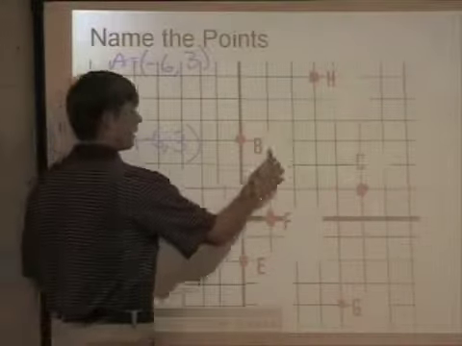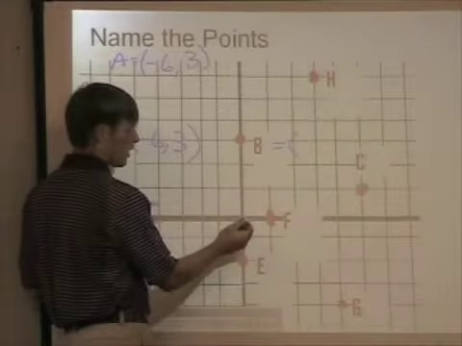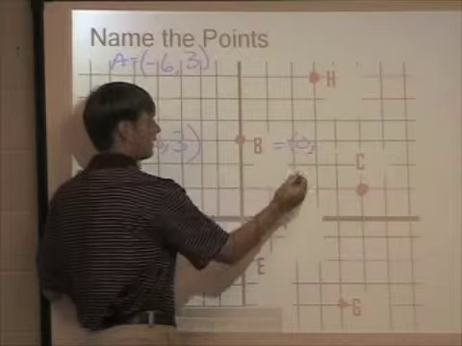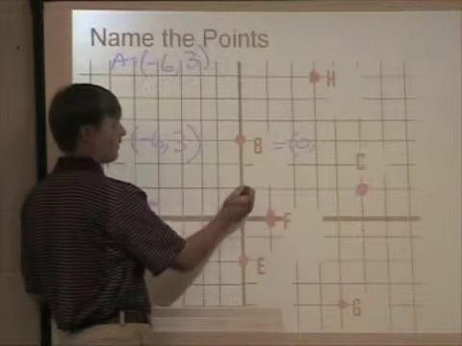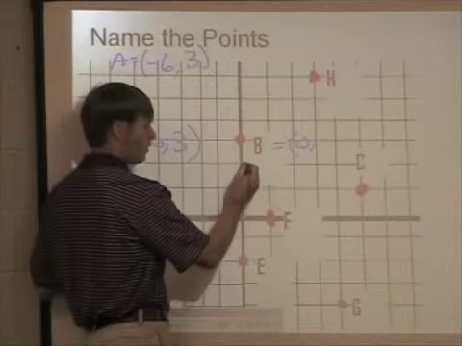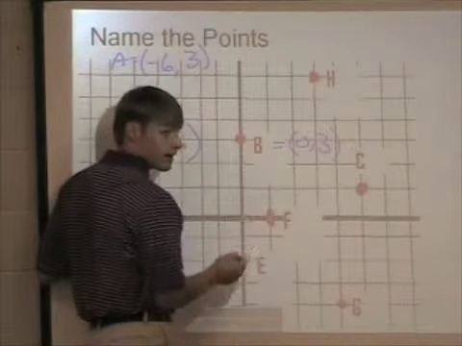Now let's look at B. On B, do you go left or right at all? No. You start at the center and you go left or right 0, so go ahead and put a 0. And then you go up how many? 3. Watch. 1, 2, 3. You don't count where you're at as a point.